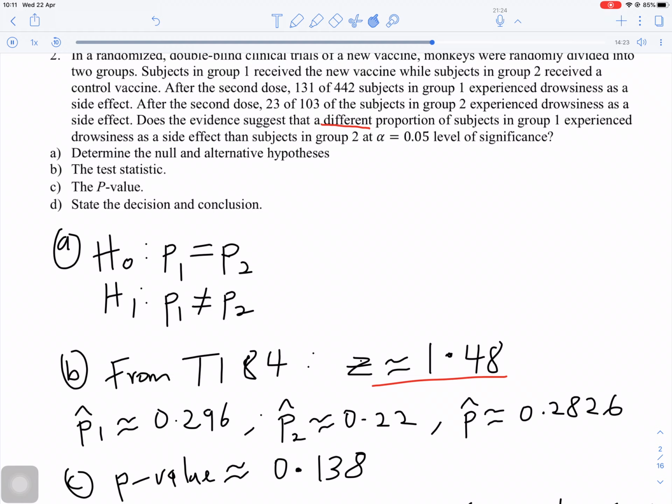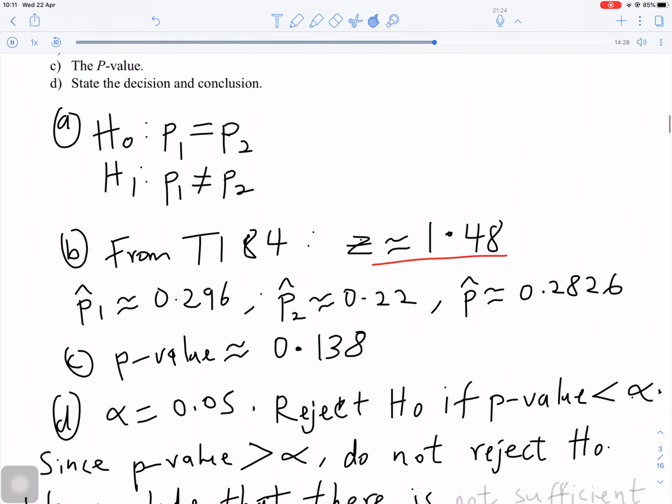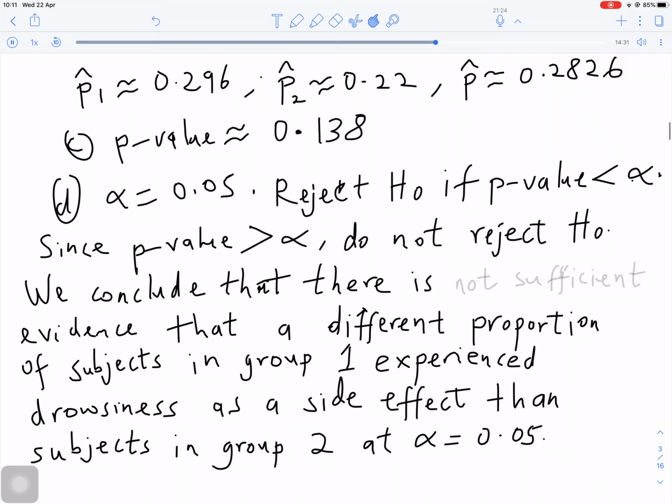So with D, we state the decision and the conclusion. In this case, it's always simpler to use the p-value approach. P-value approach means you are comparing the p-value with alpha. Remember, alpha in this question is 0.05. So the decision will be reject H0 if the p-value is less than alpha. This is always the decision regardless of whatever test you are dealing with.